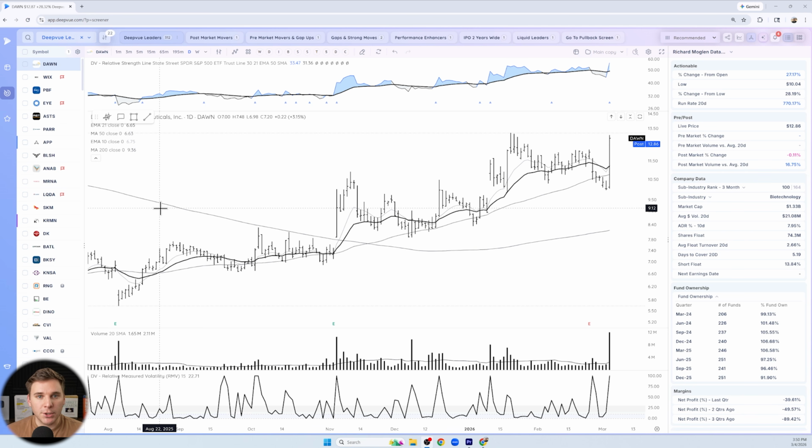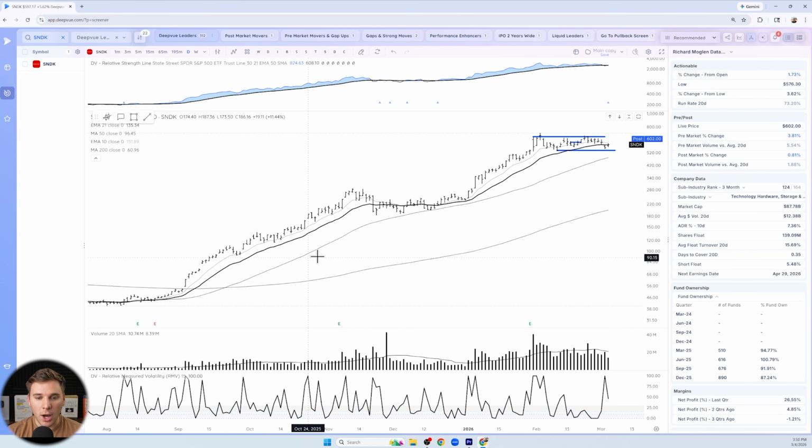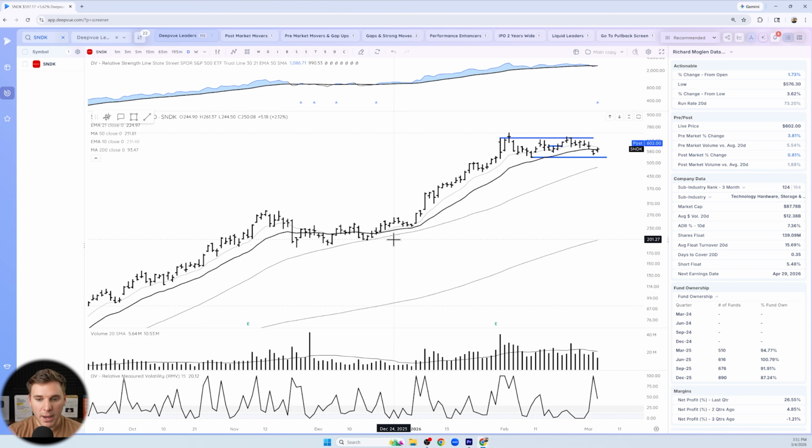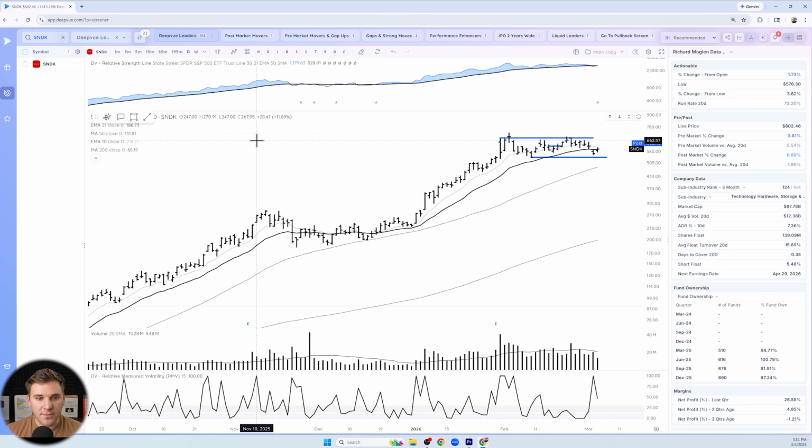Every single market leader, going back to even SNDK here, is going to show up on this screen in the early parts of their move. And this screen is exactly what got SNDK on my radar right in this area as it was setting up for this nice leg up here earlier in 2026. So let's dive into how to load the screen, how to use it, and then some really cool things that you can do with our Deepvue AI to get even more out of this screen.